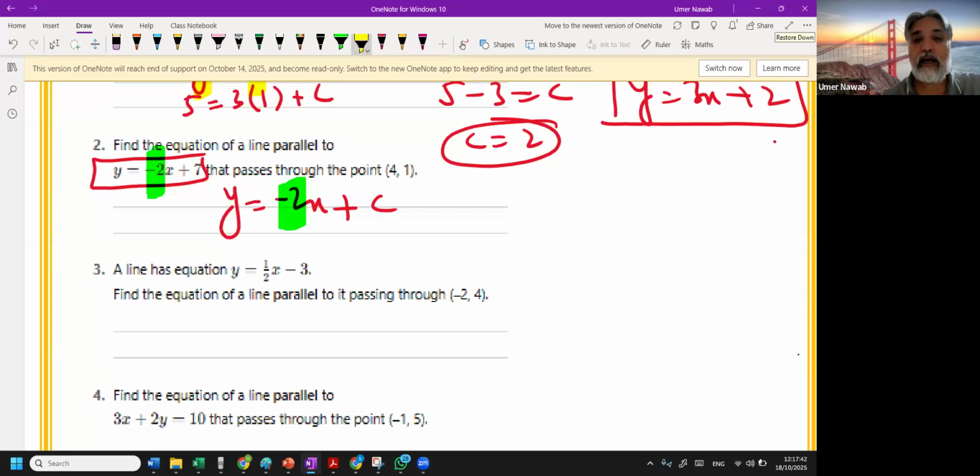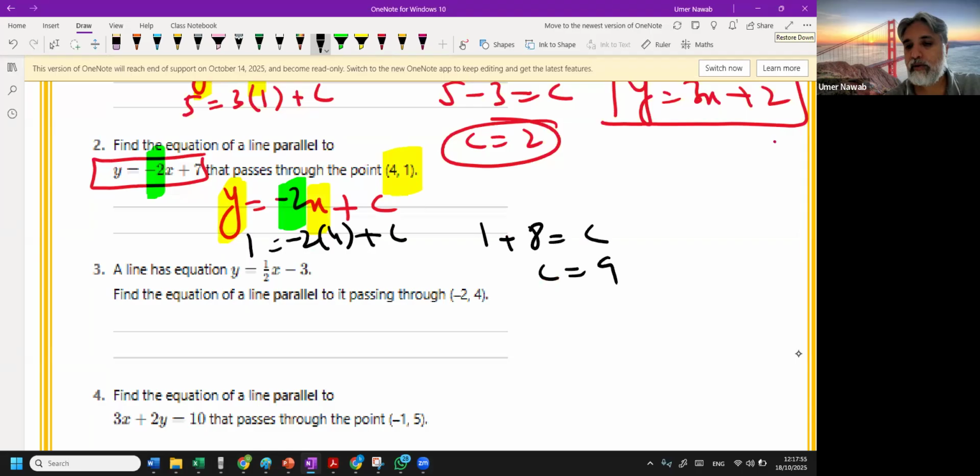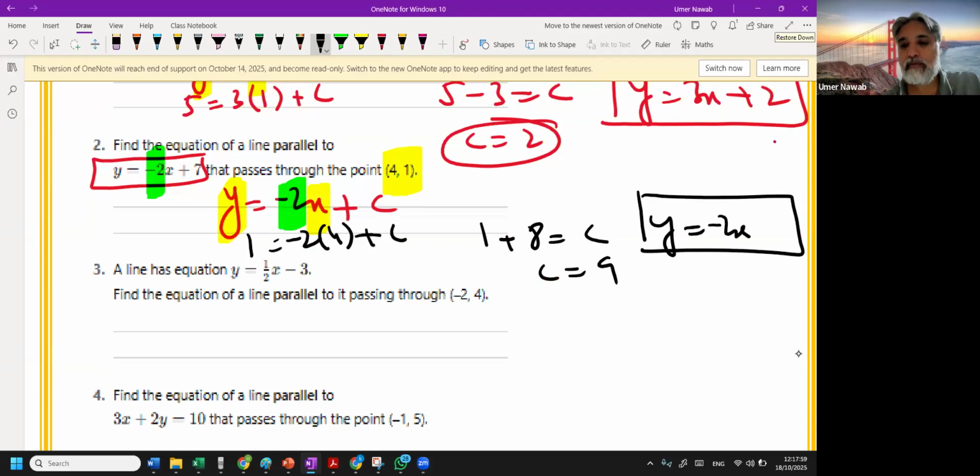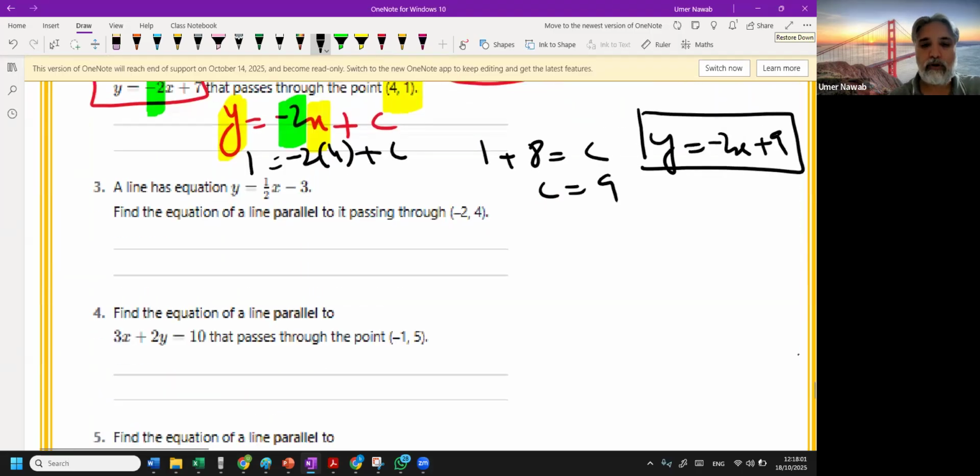How to find the value of c? I need to plug this (4, 1) in the place of x and y. y is 1, negative 2 times 4, plus c. So 1 plus 8 is equal to c, so c is equal to 9. So the final equation is y is equal to negative 2x plus 9, the equation of a line.